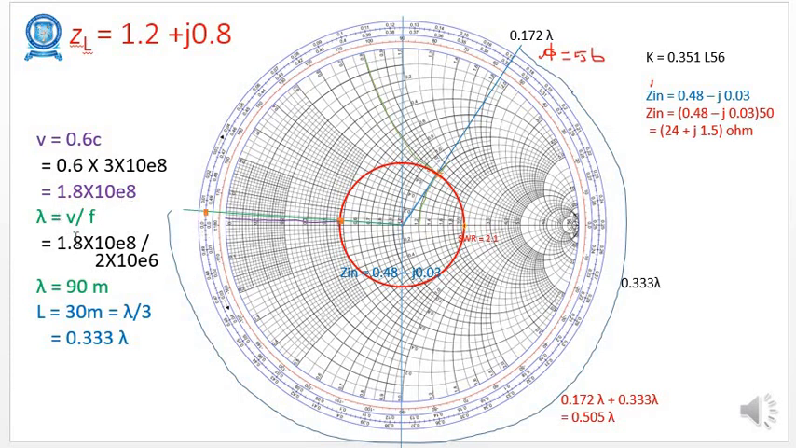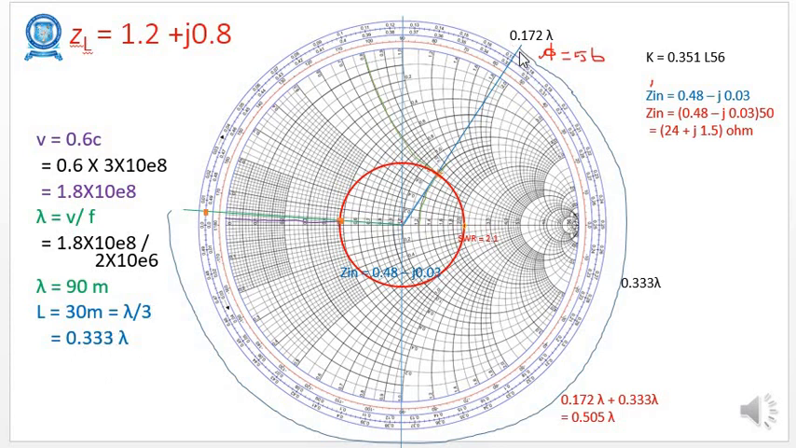So lambda is equal to V by F. Here substitute the V value, and the frequency is 2 MHz, so 2 into 10 to the power 6. Now the lambda value is equal to 90 meter. So the wavelength is 90 meter but the length of the line is 30 meter, that is equal to lambda by 3. Meter is converted into lambda, its value is lambda by 3. So this lambda by 3 is equal to 0.33 lambda.